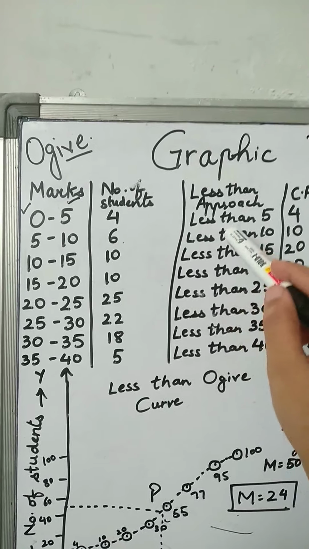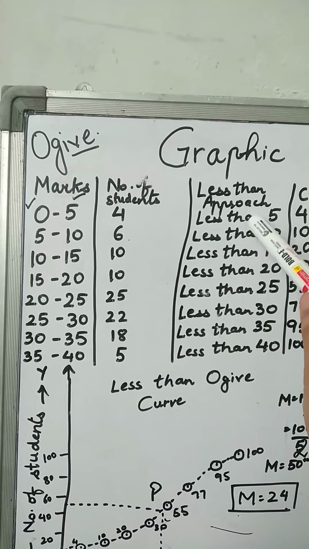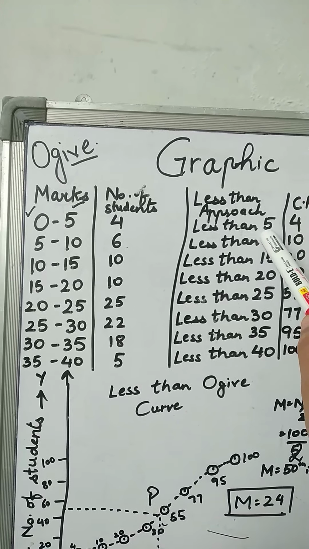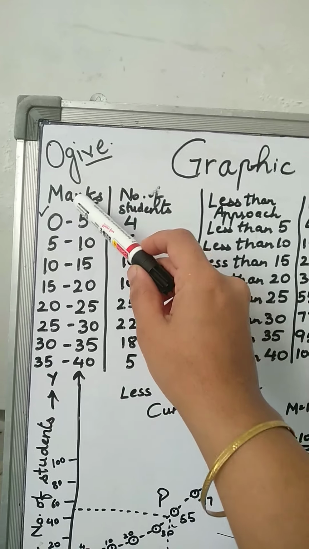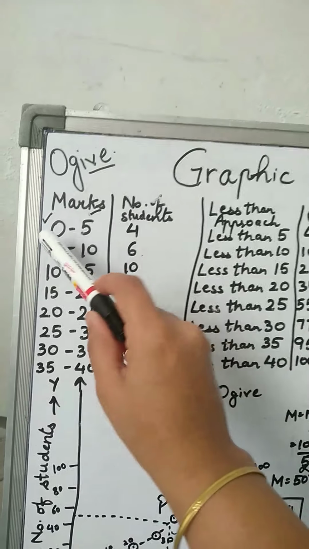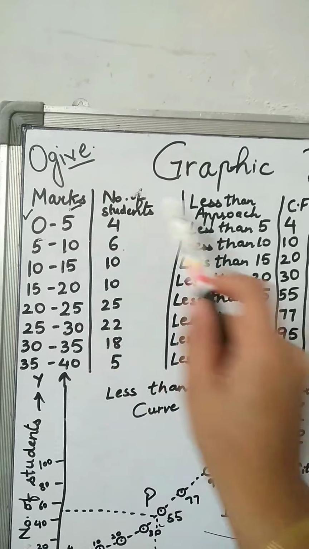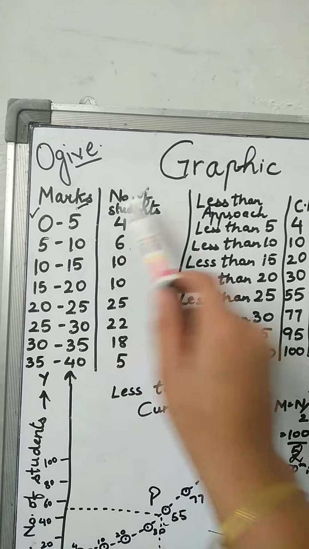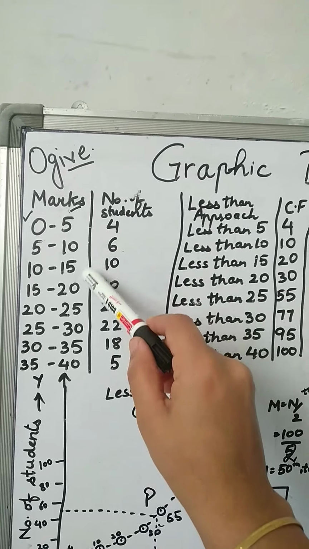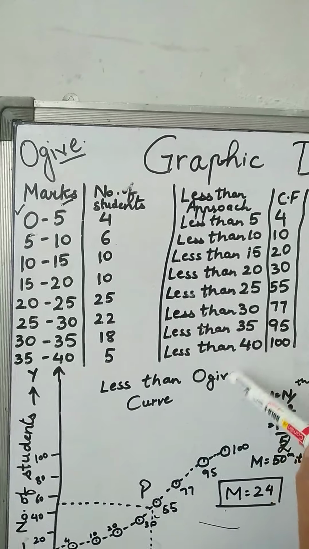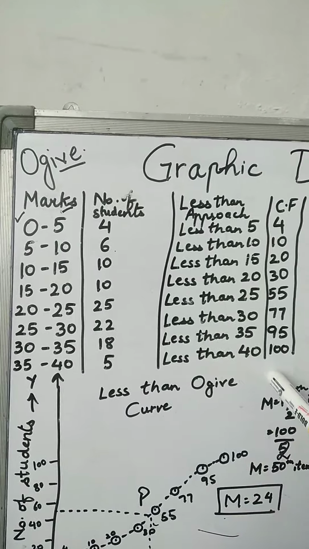That means less than. So when we are considering the less than approach, we are going to take the upper limit of the class interval. This is the lower limit and this is the upper limit. We are going to consider the upper limit of the class interval. So over here it will come less than 5, less than 10, less than 15. Similarly, we can write till less than 40.